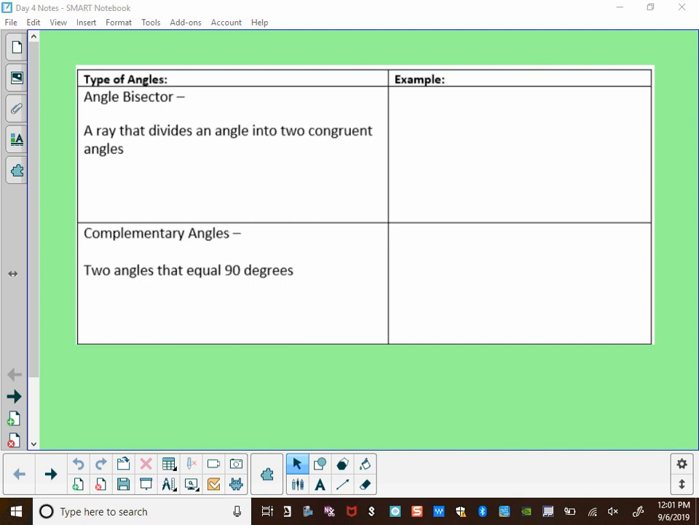Day 4, we're doing classifying angles. You'll see on the left side that there are 4 different angles or types of angles. I already put the definition in there for you, but I want you to underline, highlight, whatever you can, and some important things to know. So let's start with the angle bisector. It is a ray that divides an angle into 2 congruent angles.